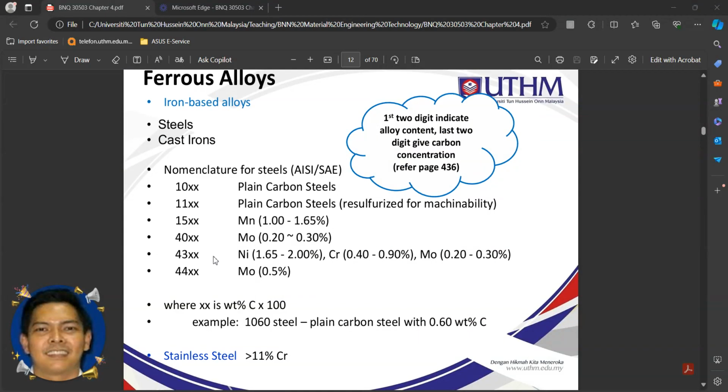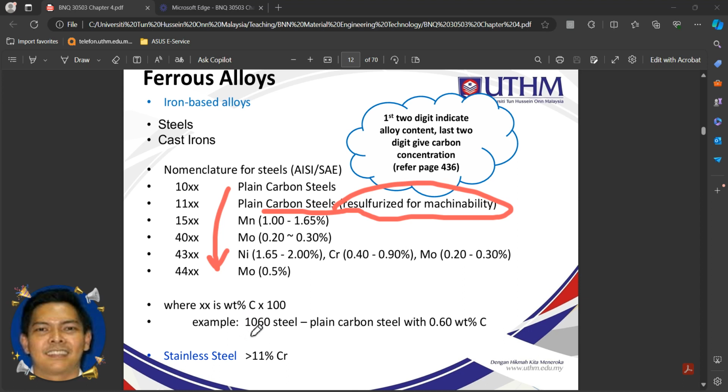Ferrous alloy is an iron-based alloy. It consists of steel and also cast iron. Nomenclature for steel is according to AISI or SAE. Then it consists of plain carbon steel, and furthermore, resulfurized steel for machinability, and the list goes on.